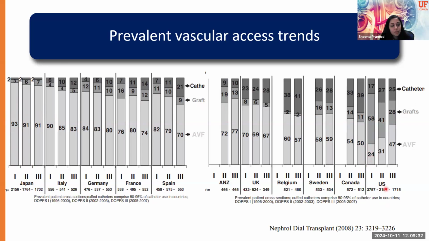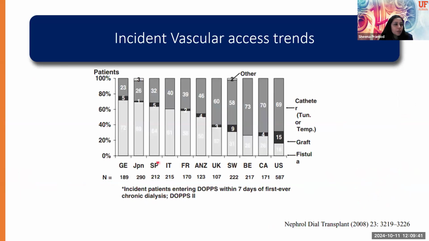So this is DOPPS data from 1996 to 2007. And when you look at incident vascular access at the same time, again, Germany and Japan, 75 to 80% of patients started with a fistula or a graft compared to 16% in the US with an AV fistula and 15% with an AV graft at that time.